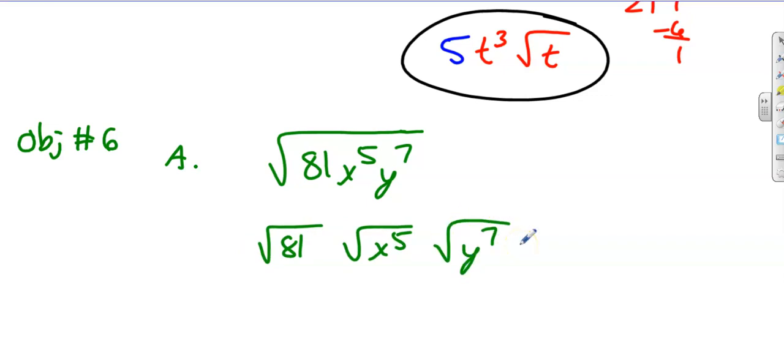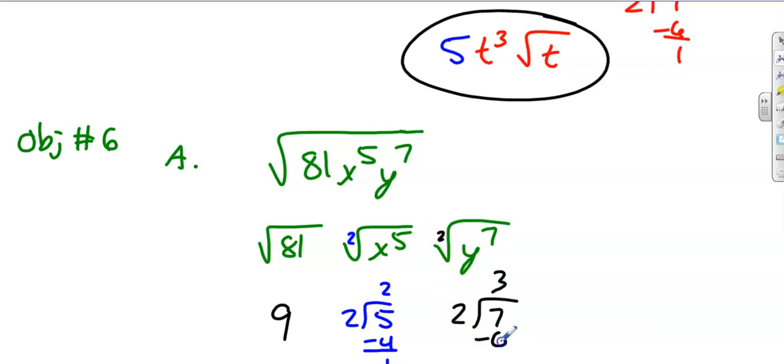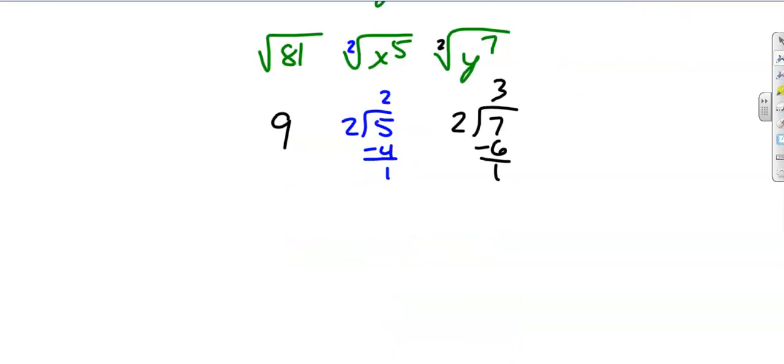Okay. And again, as long as it's all multiplied together, which is what you have here, you can take each little piece and break it up and do it one piece at a time. The square root of 81 is 9. X to the 5th, again, it's the second root, so if you divide 2 into 5, that'll go 2 times with 1 left over. And for the y's, again, with the second index, we're going to take 2 and divide it into 7, which goes 3 times with 1 left over.